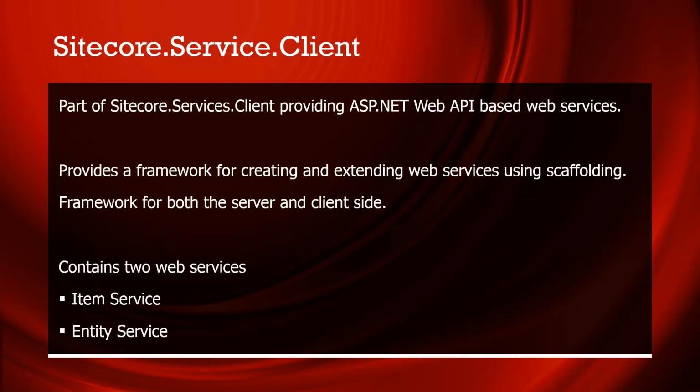Firstly, there's item service. Item service is very similar to the web item API we have currently. It allows us to work with standard Sitecore items and gives us functionality such as adding an item, querying some items out, there's a search functionality in there, and authentication and stuff like that. When you need a little bit more power, you actually go to Entity Service.